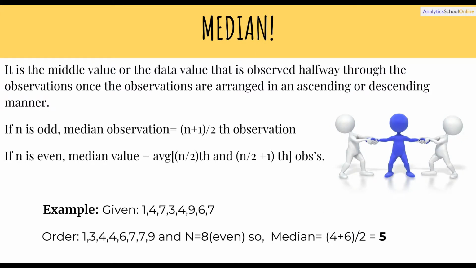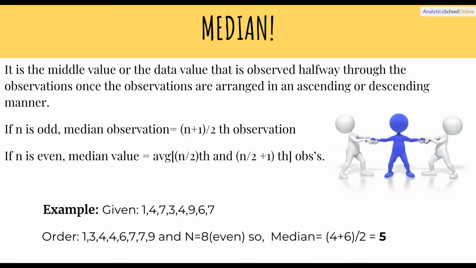Now, median, as I told you, is the middle value. It is the value that divides your data set into half. It is the value observed halfway throughout your data set, but there's a catch. The catch here is that your data must be arranged in an ascending manner or descending manner, in any manner, but it should be ordered in a way. And these are the basic formulas.